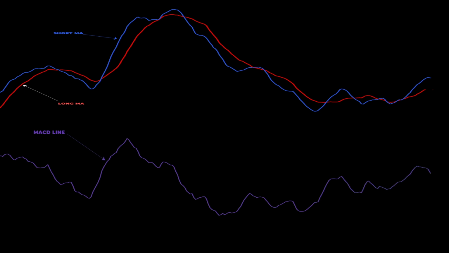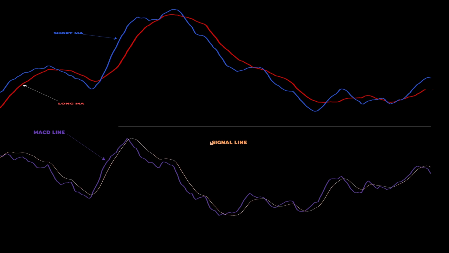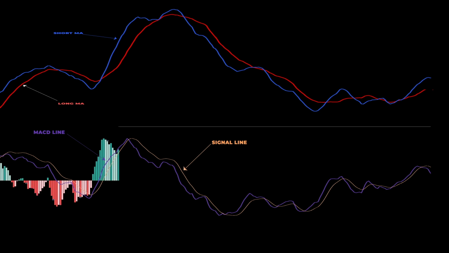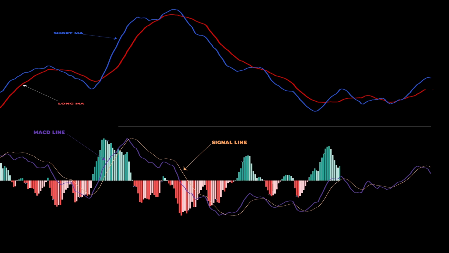And then this line will be used to calculate another EMA, or an exponential moving average, that is referred to as the signal line. And finally, we will use a histogram in our MACD. This histogram is generated based on the differences between the MACD line and the signal line. So the MACD indicator consists of three elements moving above and below the center line, or the zero line. And those three elements are the signal line, the MACD line, and the histogram.